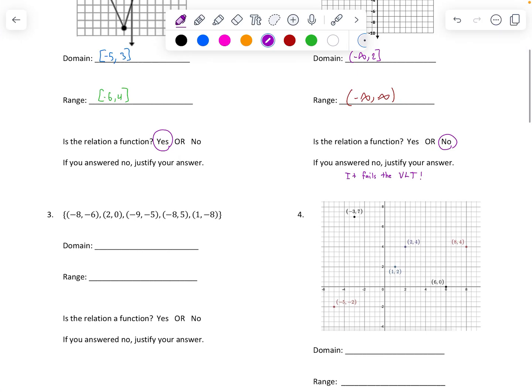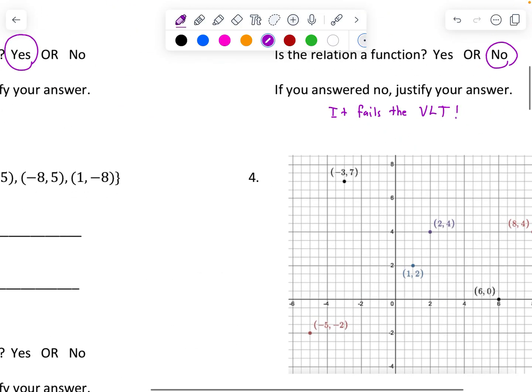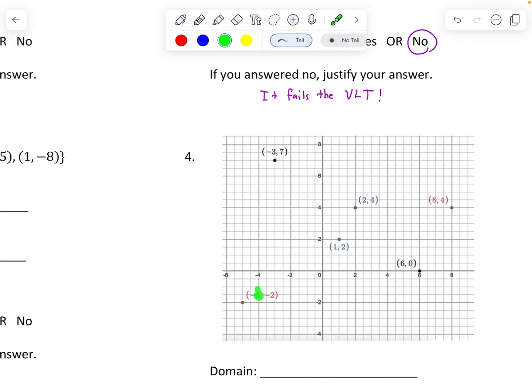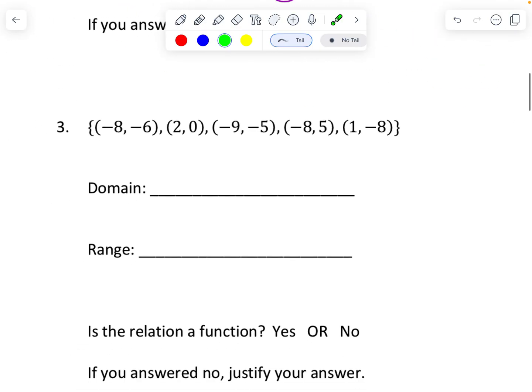On 3 and 4, this is where we just list the x and y values of the points we see, because they're like over here, -5 and -3. There is no value at -4. There's nothing going on there because there's not a line connecting these points. And so that's where you just list them all out as opposed to using interval notation.